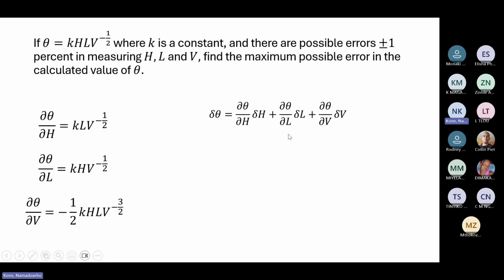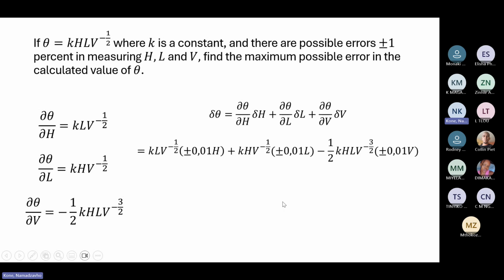Now, this is where we do the substitutions. The change in H, as we are told here, all of these H, L, and V are changing at the same rate, plus or minus 1%. So in place of change in H, we will put plus or minus 1%. Here, plus or minus 1%. Here, plus or minus 1%. All these are going to be replaced by their derivatives that you see on the left-hand side. And then that is what you get.